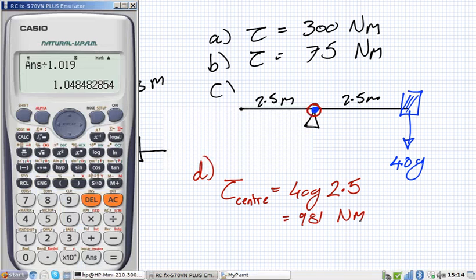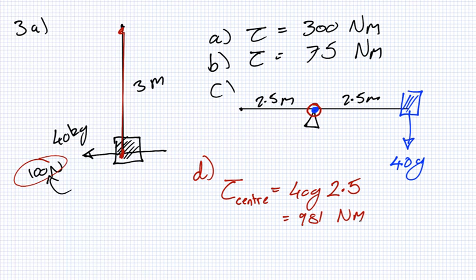Let's just quickly check that. 40 times 9.81 times 2.5 is 981 newton meters. So that's right there. The father joins her on the other end of the seesaw. What is the turning force he contributes? So again, for the next part, the only difference is the weight, and he has a 100 G weight.